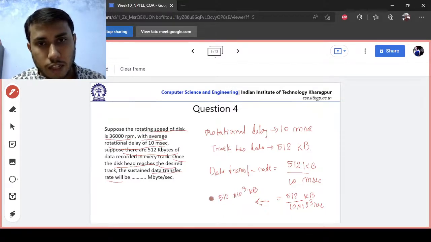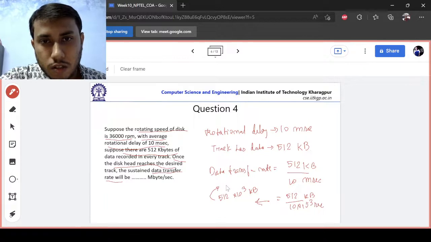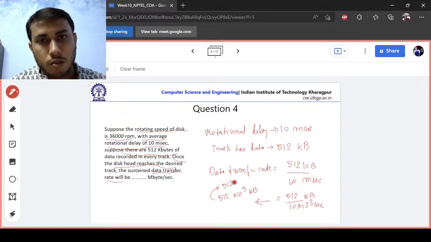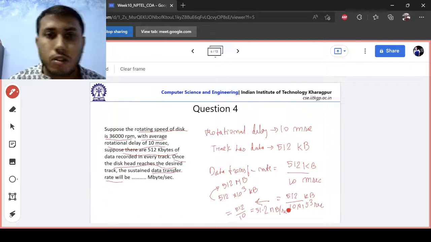So this 10 to the power 3 is basically an M, so 512 MB. So it becomes 512 divided by 10, 51.2 MB per sec. So that is the answer.